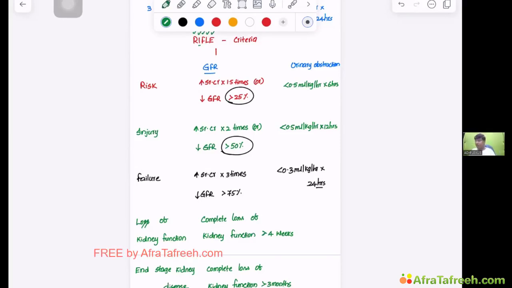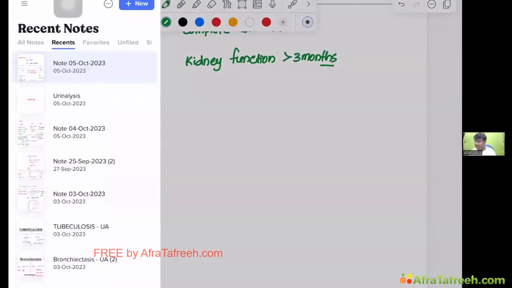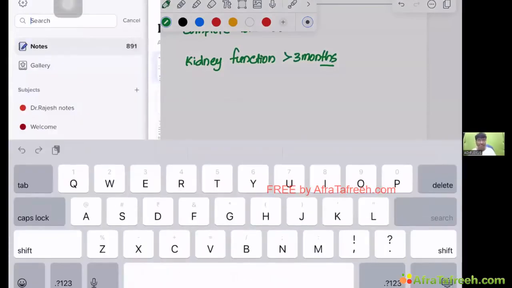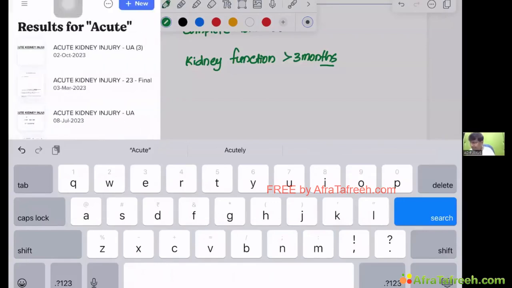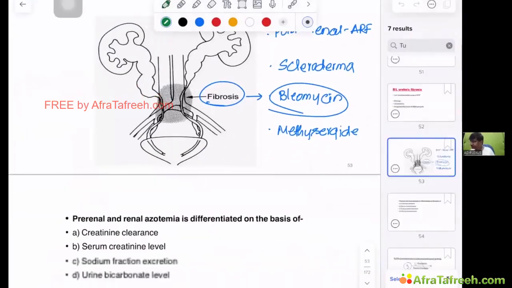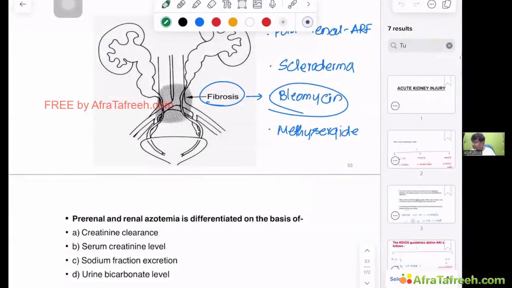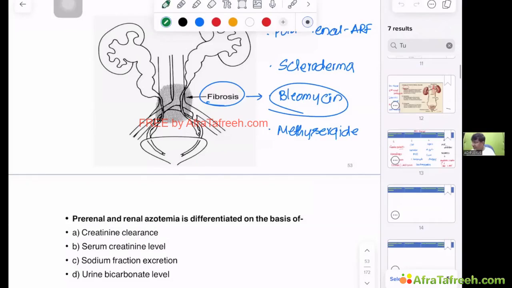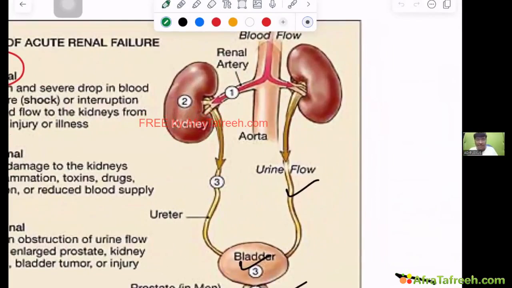Then, how do we classify the etiologies of acute kidney injury? We classify the etiologies of acute kidney injury as the following. You see this. The entire genitourinary system is in the following manner. You see here. Does anyone know what percentage of the cardiac output goes to the kidney? Anyone? What percentage of the cardiac output goes to the kidney?